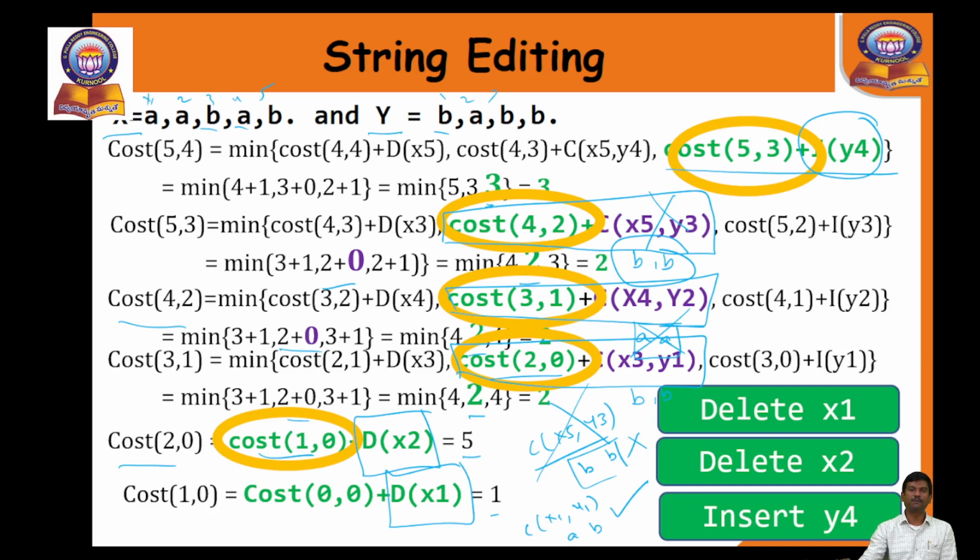And after solving, whatever value is associated with cost of 5 comma 4 will be the minimum cost edit sequence. And to find the edit operations, you can look at this slide and see how we found the edit operations that are to be performed.